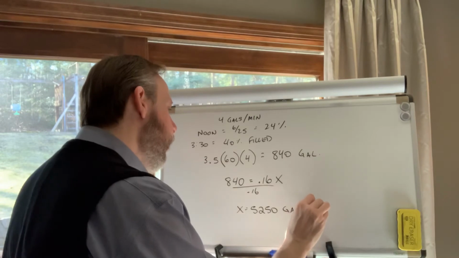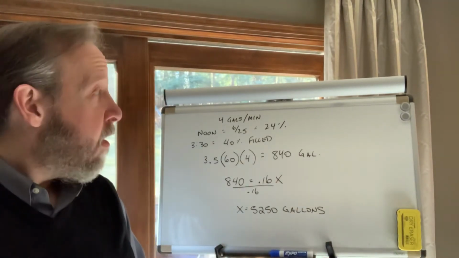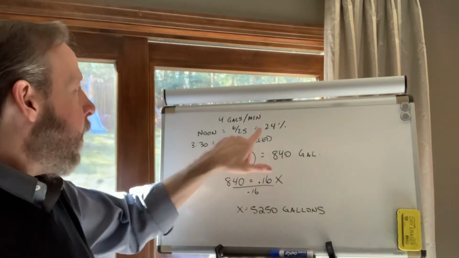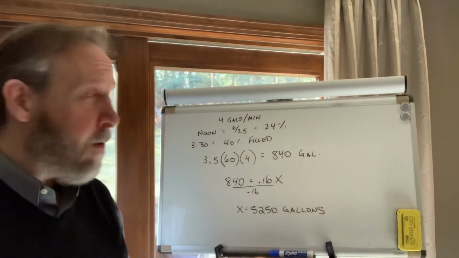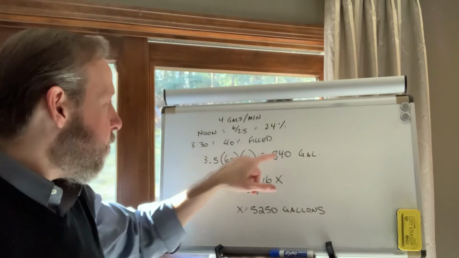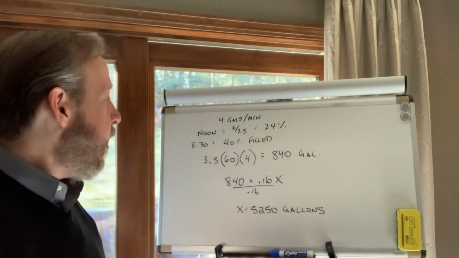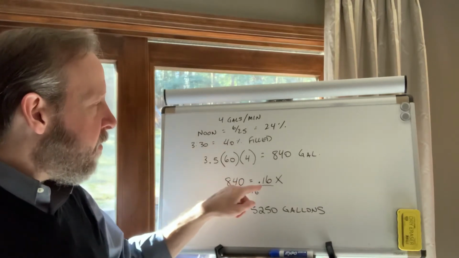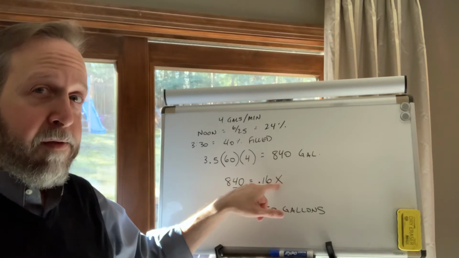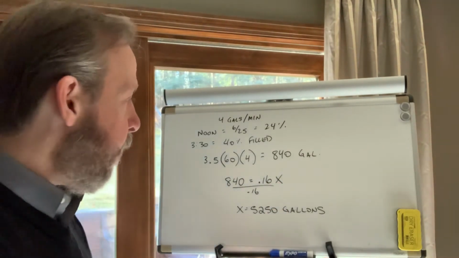All right, 5,250. Again, the steps are in front of you. We figured out again over the course of those 3.5 hours, it went up 16% of its capacity. 3.5 hours times 60 minutes times 4 gallons a minute was 840 gallons. That's what it gained over the course of those 3.5 hours. So 840 gallons is 16% of the pool's capacity, which is the variable here. We solve and we find 5,250 gallons. That's 34.